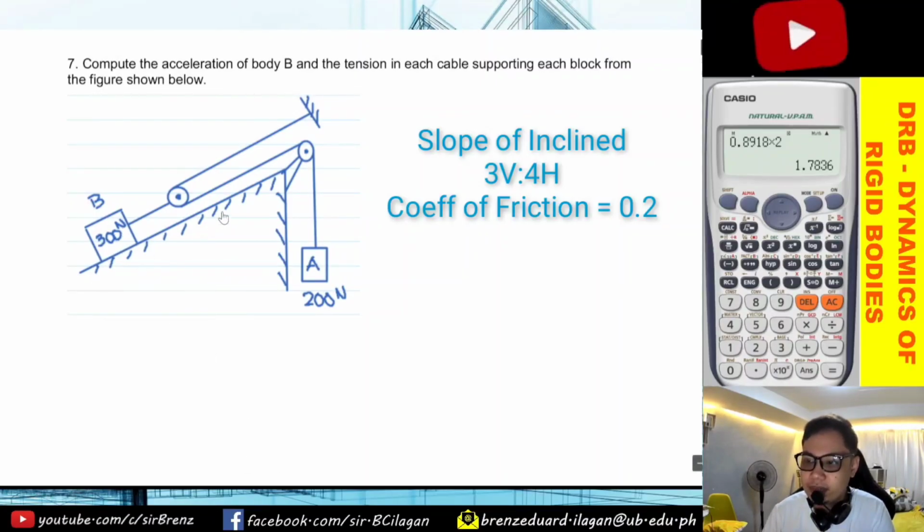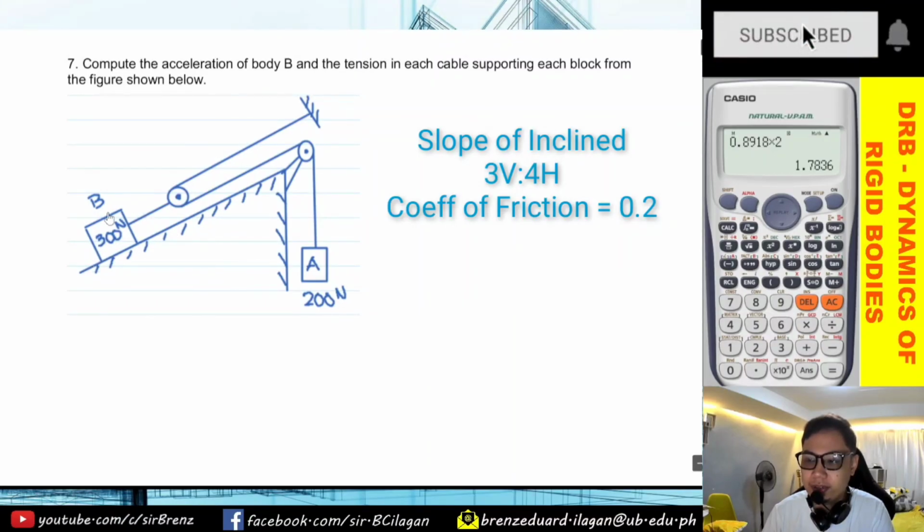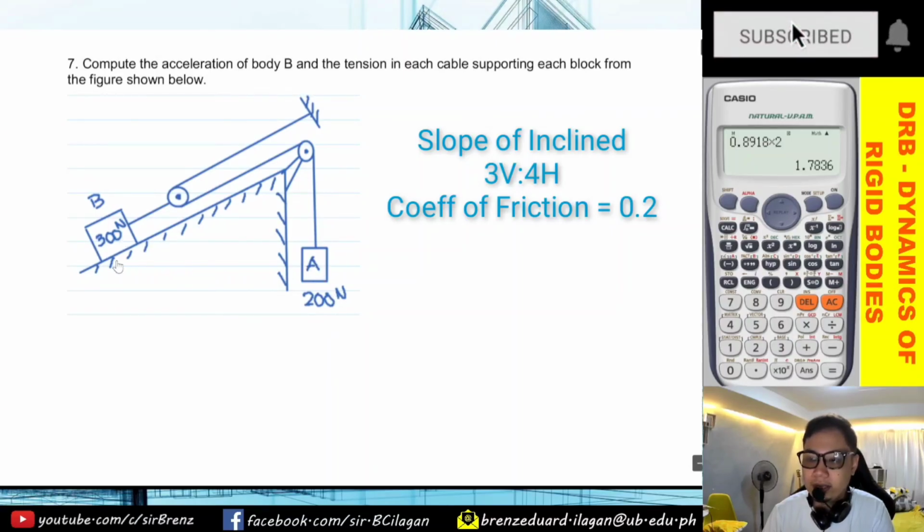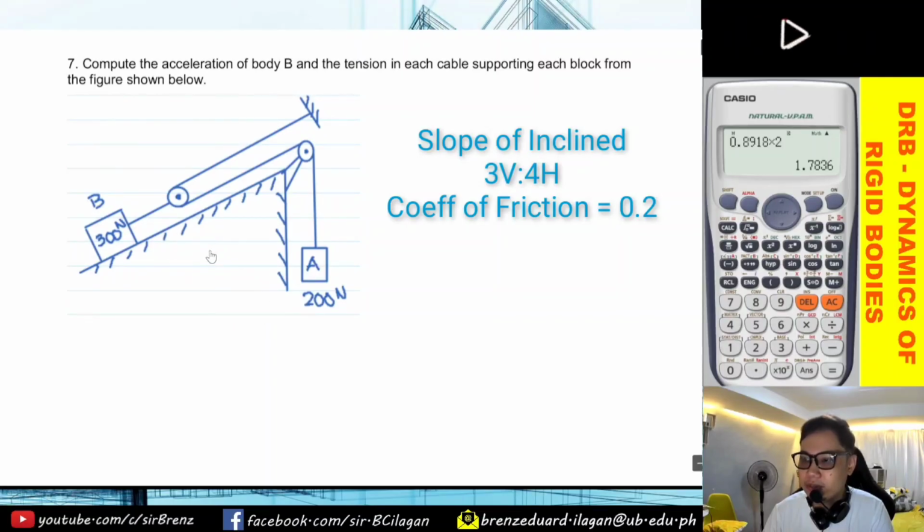So due to the friction kasi, maaaring mag-govern yung 300 Newton, since magaspang yan, maaaring pababa siya and tataas yung A. Or, pwede rin namang kayanin ng 200 Newton yung block A, yung weight at the same time yung friction dito, kakayanin niyang higitin itong block B. So, sa sunod nating video lecture, ipapakita ko yung dalawang solution.